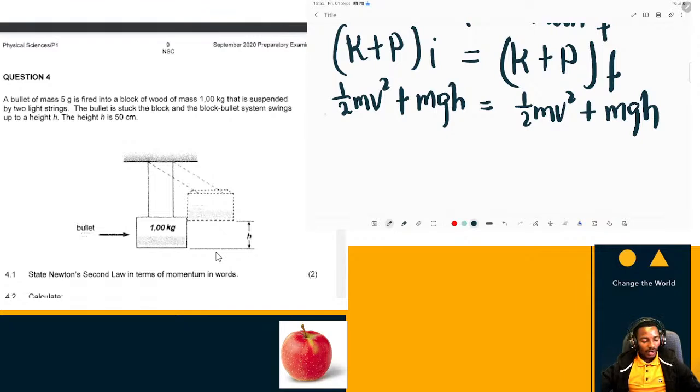So after the bullet has entered the block, we need that velocity. When the bullet enters the block, the mass of the block and the bullet will combine, and they will have the same momentum because they are a combined system.